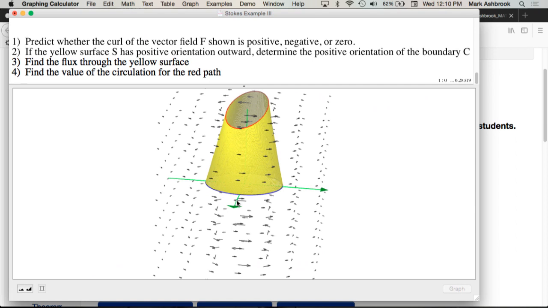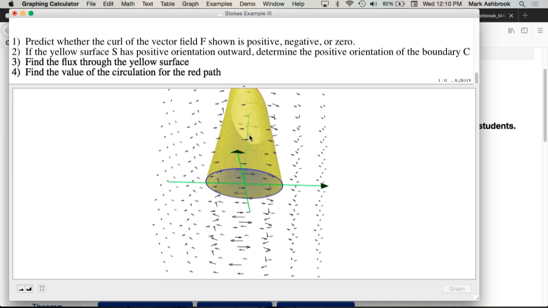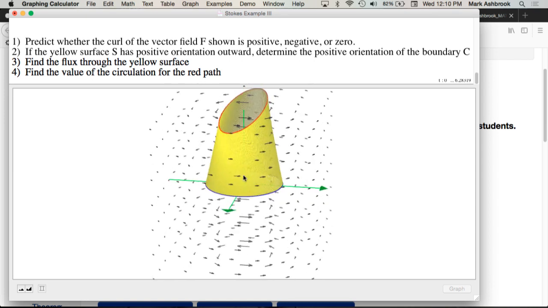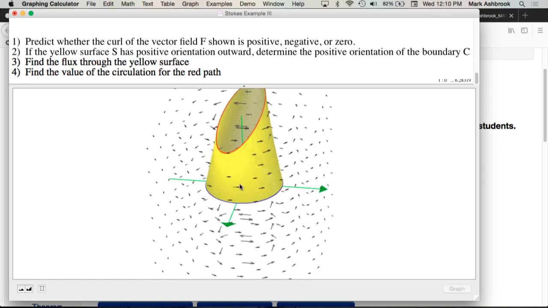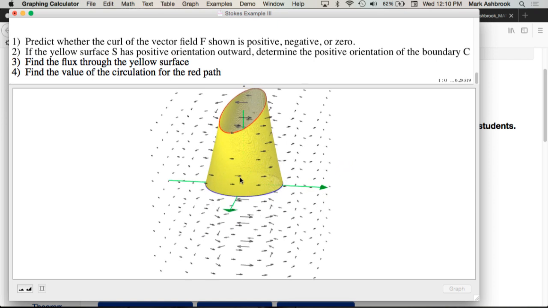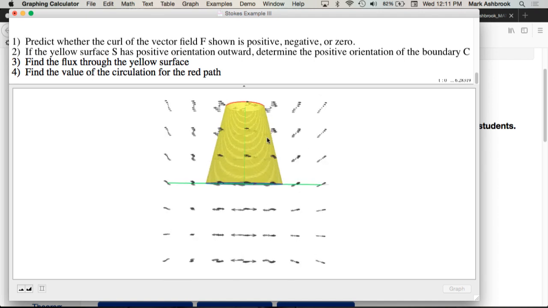I have a vector field F that I'm showing you, and then I have this surface. Is this an open surface or a closed surface? It's an open surface, right? So that means it has two sides. So it's orientable. It has two sides, which are separated by a boundary. I want to first of all predict whether the curl of the vector field F shown is positive, negative, or zero. I'll show you that the z component of the vector field is 0.